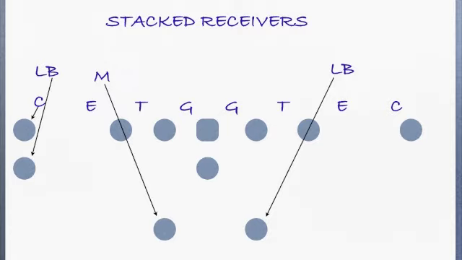Stack receivers on the left. The cornerback plays just inside the split end. The linebacker plays just inside the corner, above them, to make sure they don't cross each other and ensure that the receiver does not get an inside release.